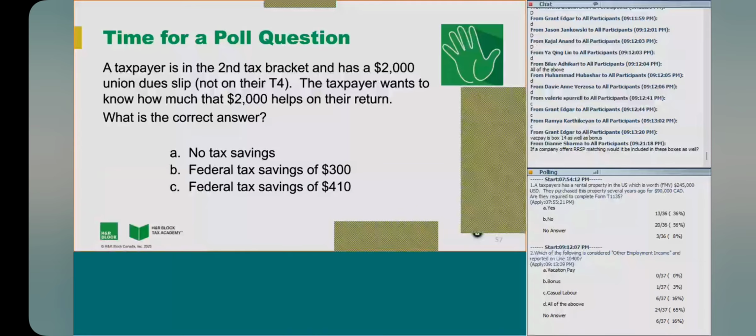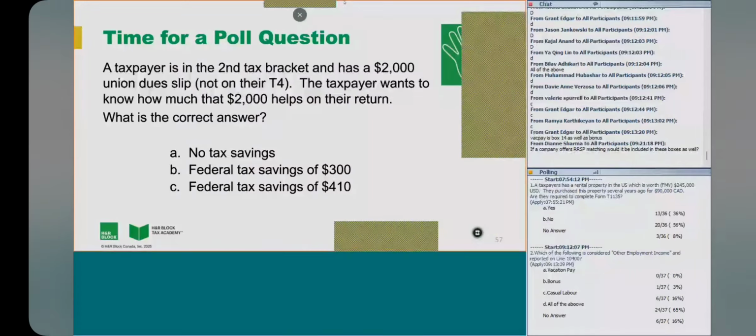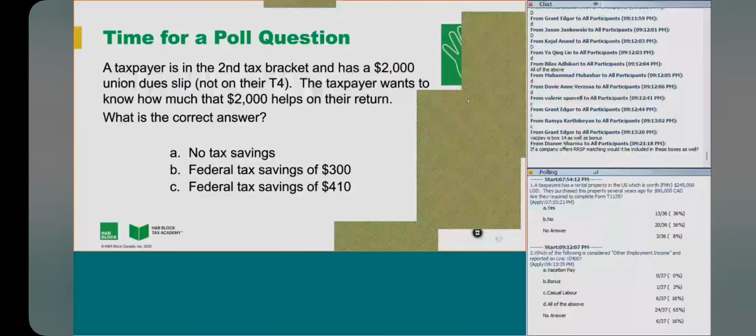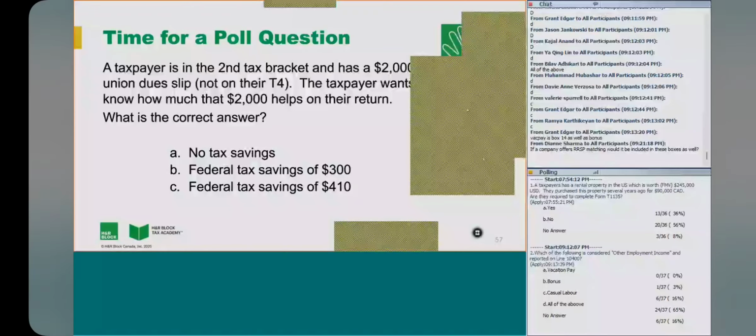All right, but what effect does this have on the return? So think about it. A taxpayer is in the second tax bracket, and he has a $2,000 union dues slip. It's not on their T4, but he can claim it. So the taxpayer will ask you, how much does that $2,000 help on their return? He says, hey, if I claim this, what am I going to save in taxes? So how would you answer that? What is the correct answer? Let's see what you think.